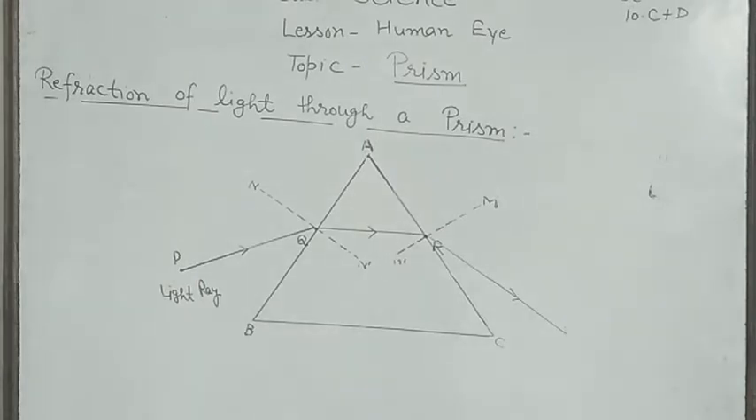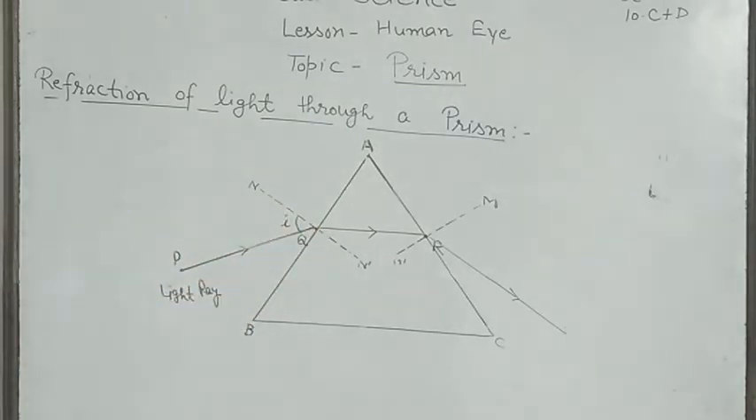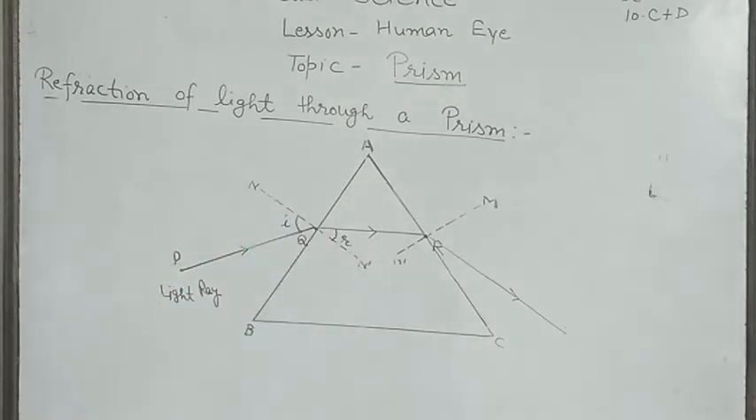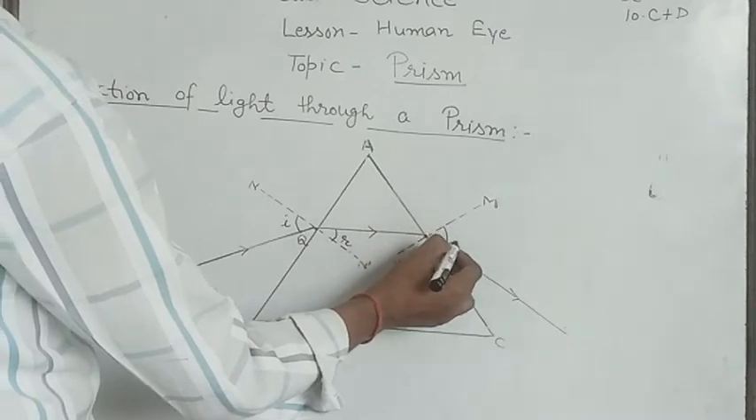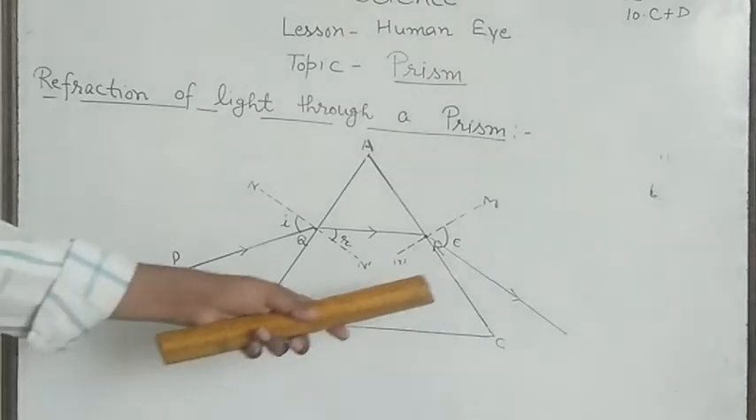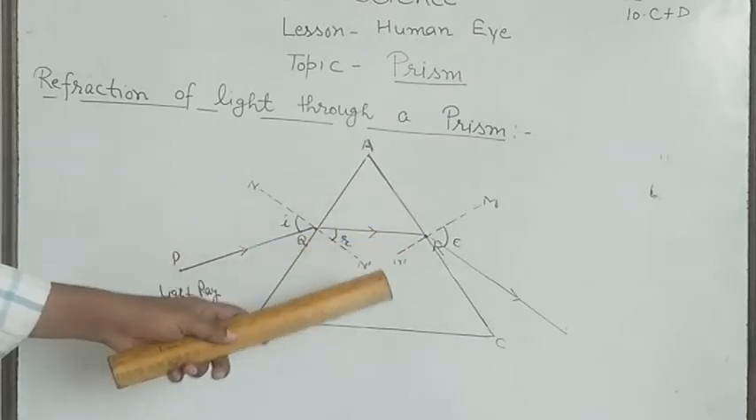The angle of incidence, small i, and the angle of refraction, small r, at each refracting surface of the prism are similar. The particular shape of the prism makes the emergent ray bend at an angle represented by small e, called the emergent ray. This is the emergent ray, bent at an angle to the direction of the incident ray.